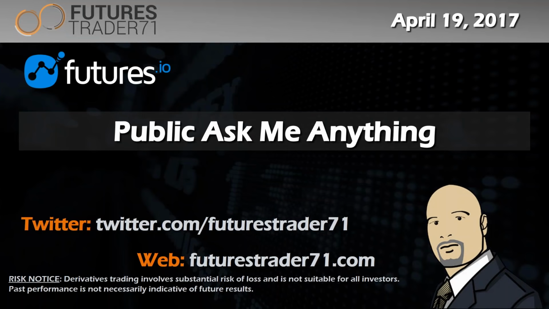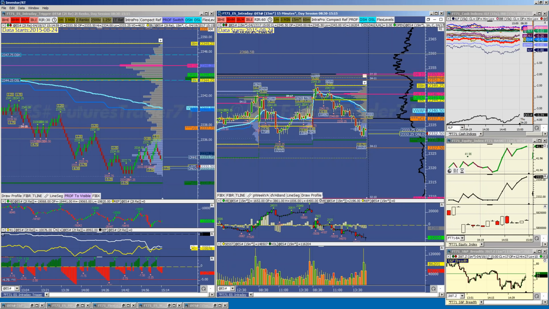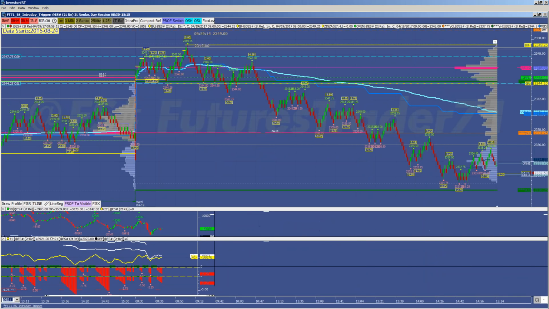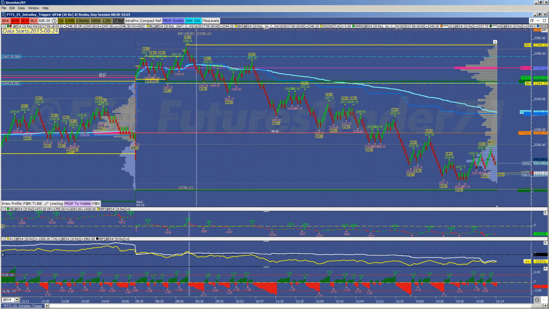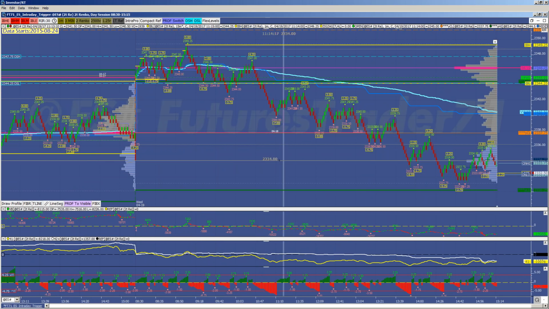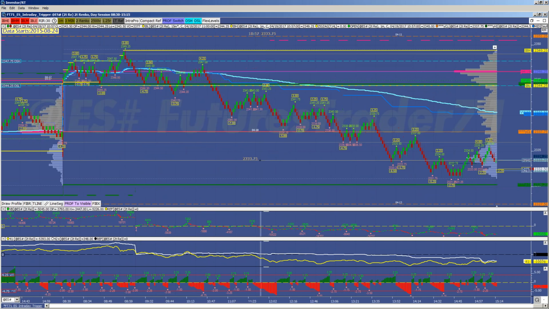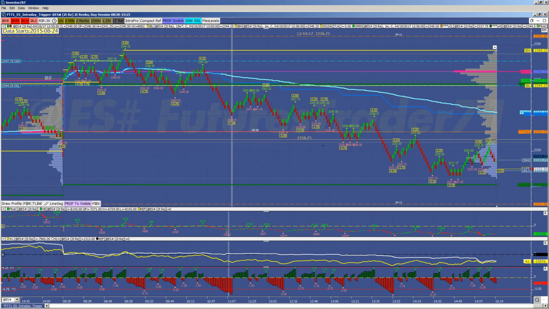Okay. You had mentioned zippers. Can you elaborate on what a zipper is and how to trade it? Yes. Okay, so a zipper, for lack of a better name, I just didn't know what to call it. A zipper is a consolidation area.